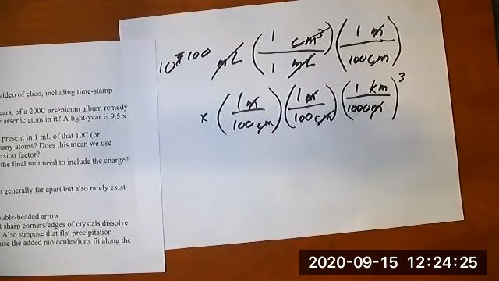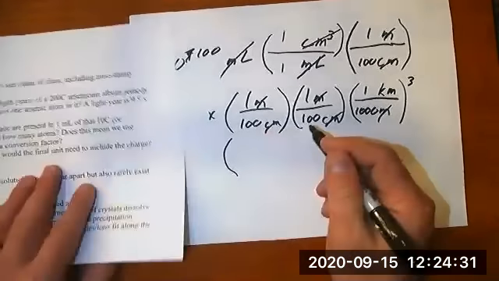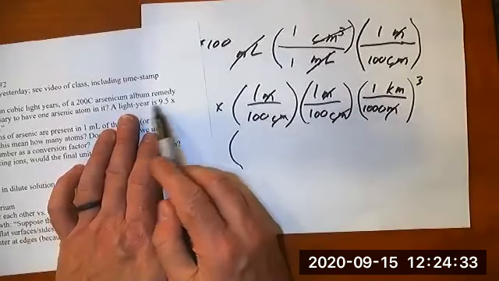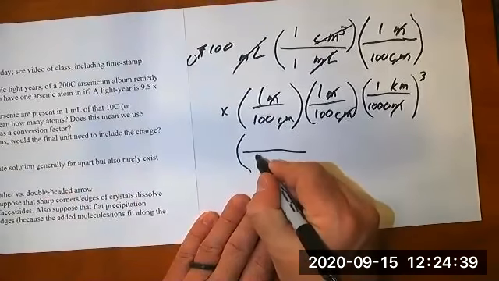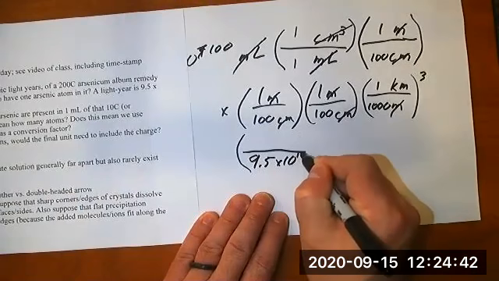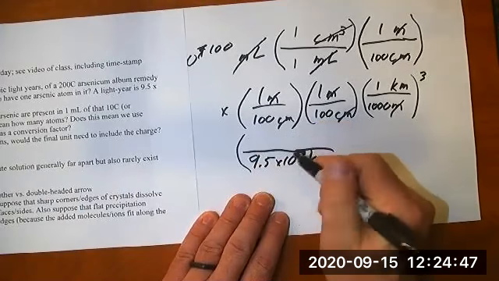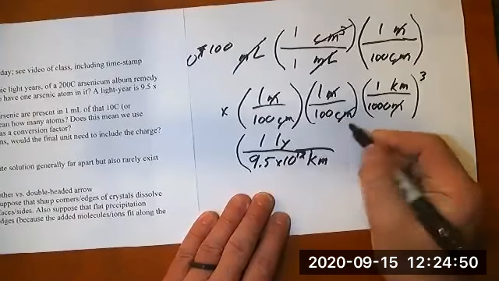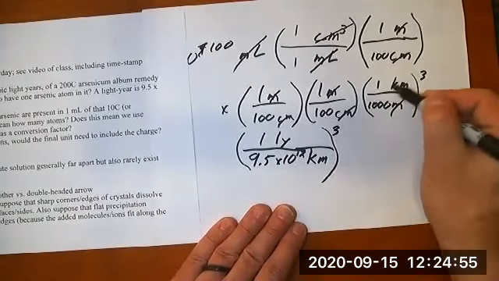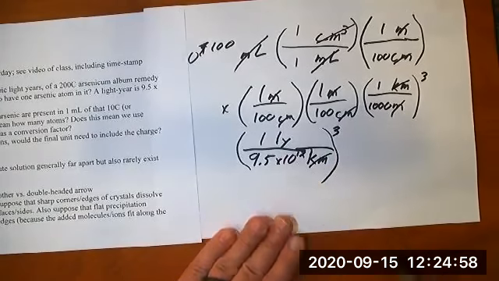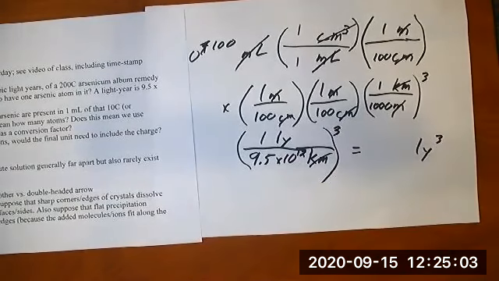So we now have cubic kilometers. Now for the kilometers, we know that a light year is 9.5 times 10 to the 12th kilometers. So 9.5 times 10 to the 12th kilometers, and I'll do Ly for light year. Okay, and then this is going to have to be cubed as well, so that cubic kilometers get canceled, and we end up with something in cubic light years.